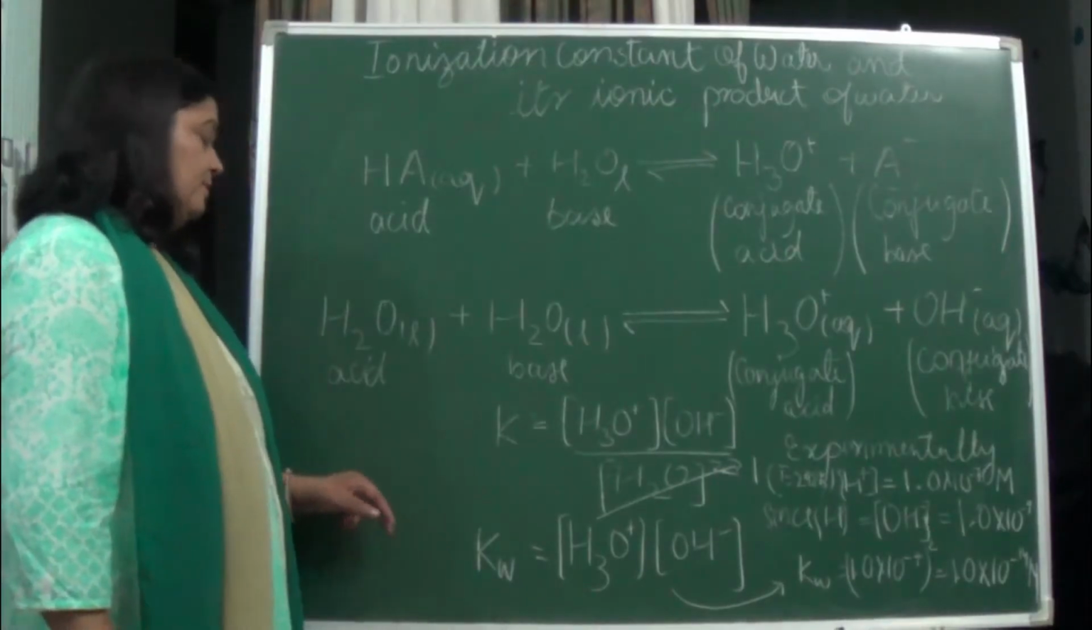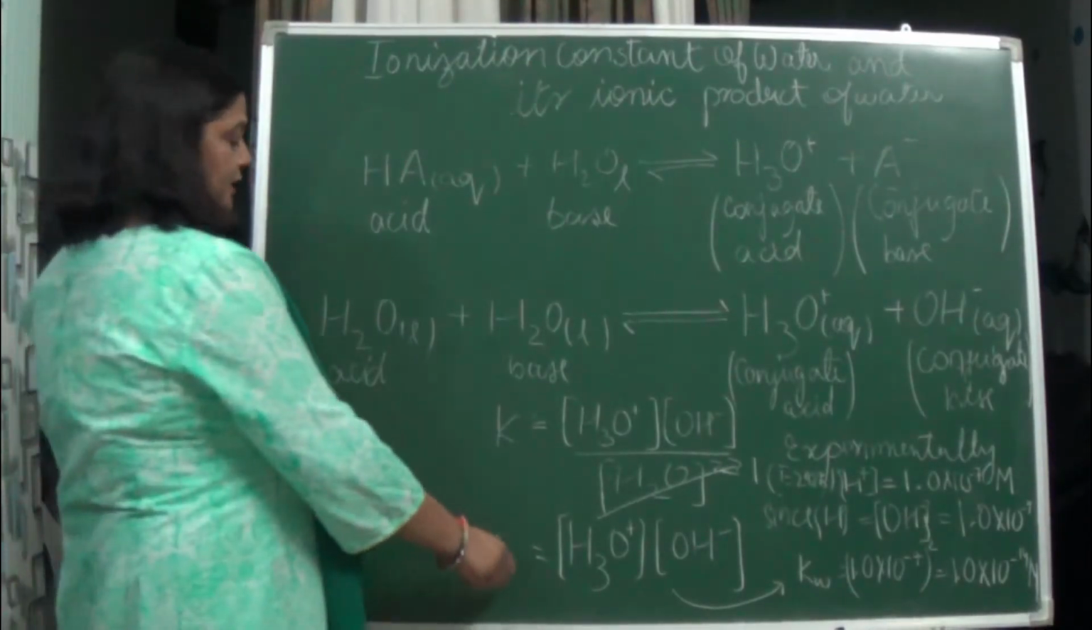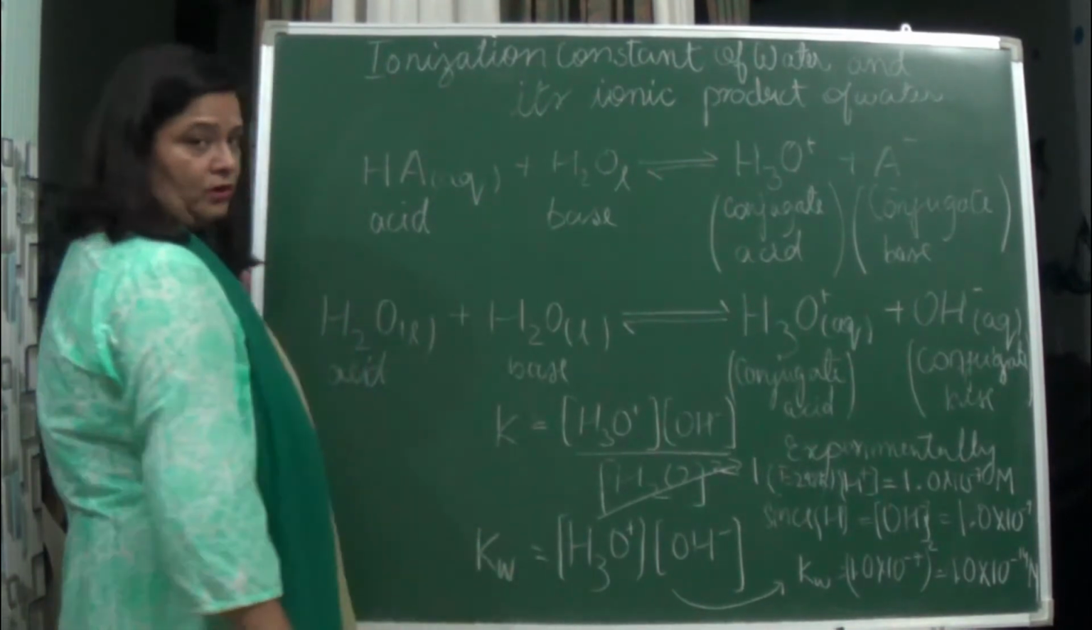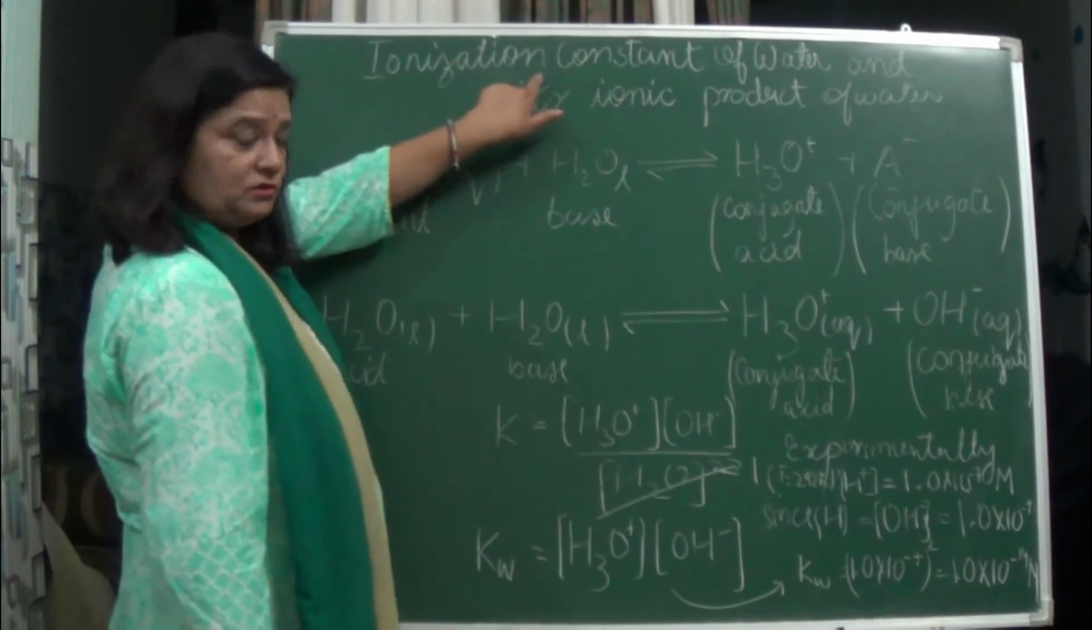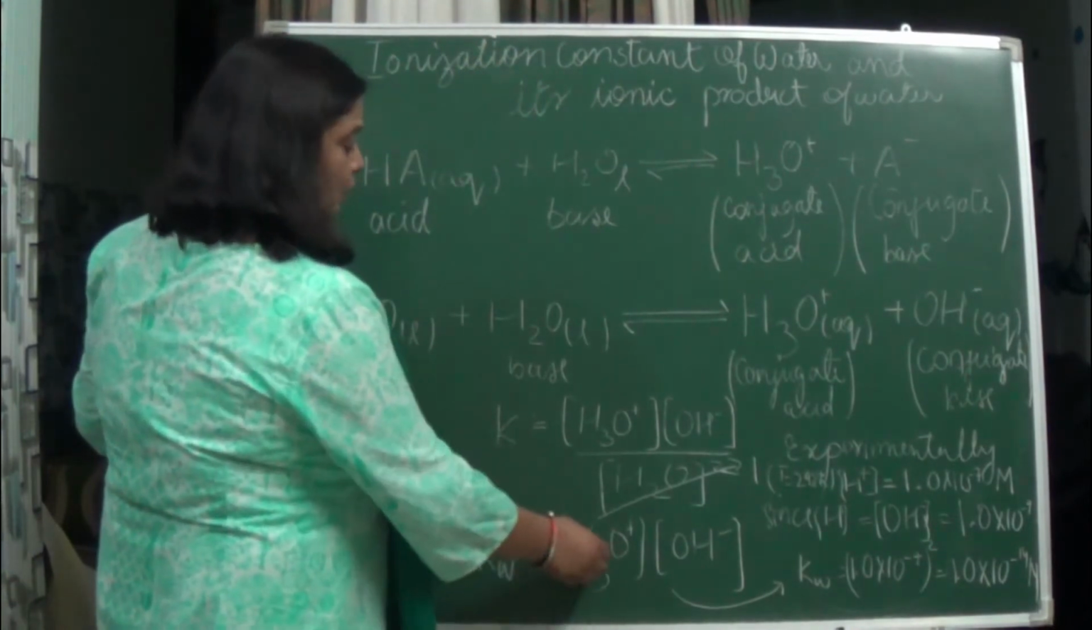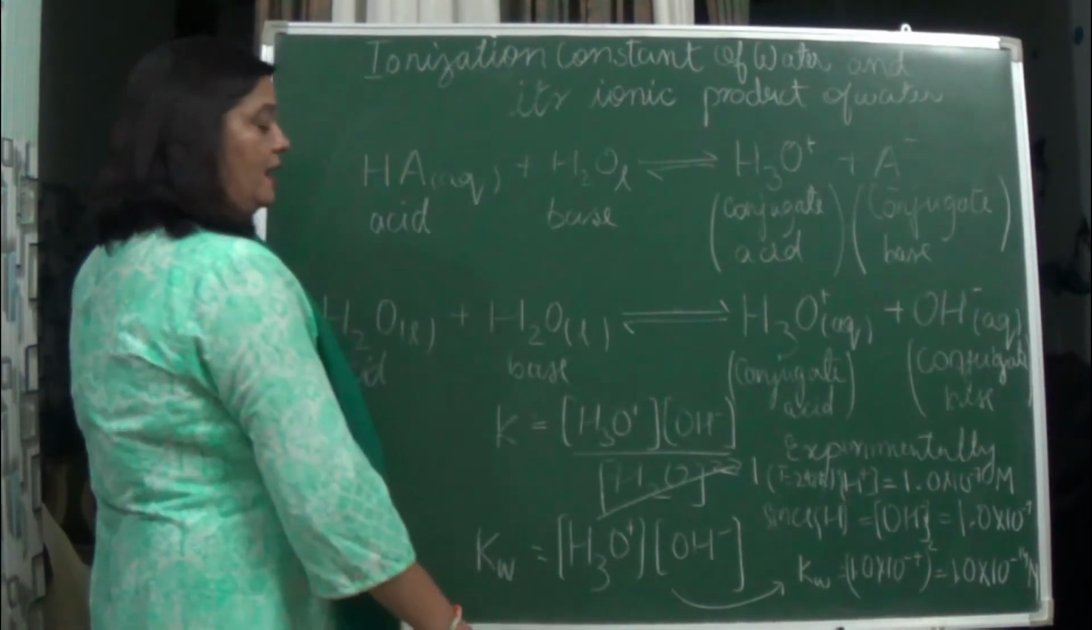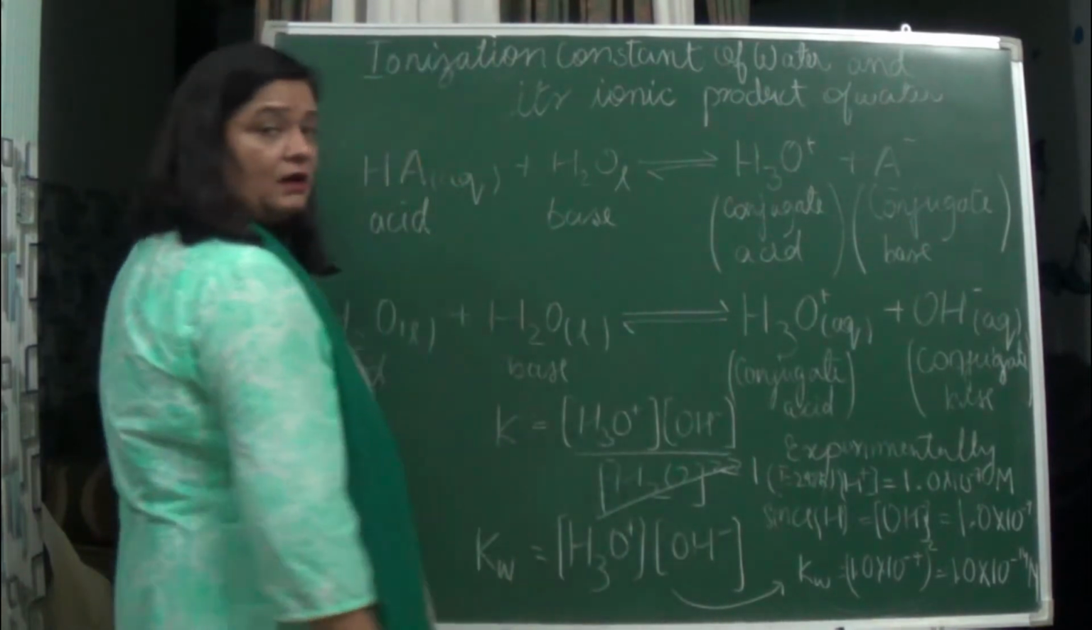So now we will be writing what? Kw over here, the ionization constant of water, is equal to what? Because we are taking out the ionization constant of water, it is equal to H3O plus and OH minus. We will be taking out the product.